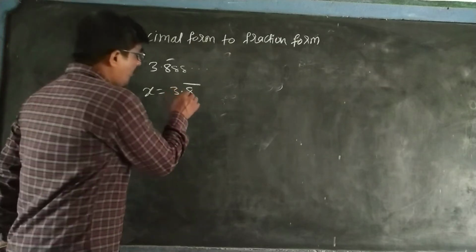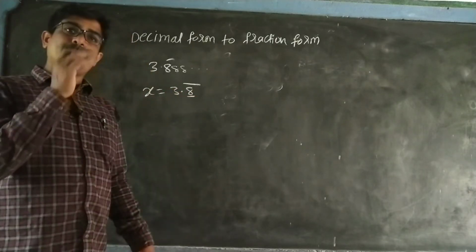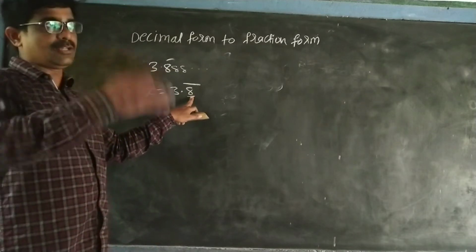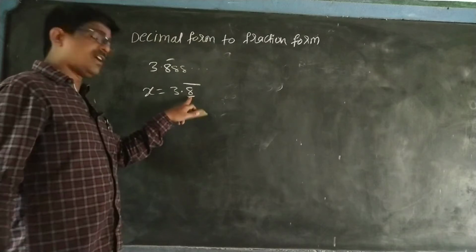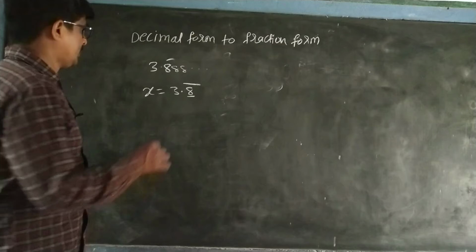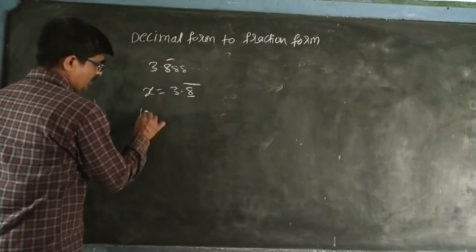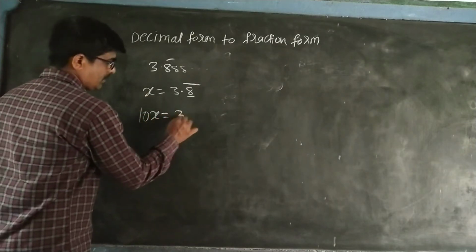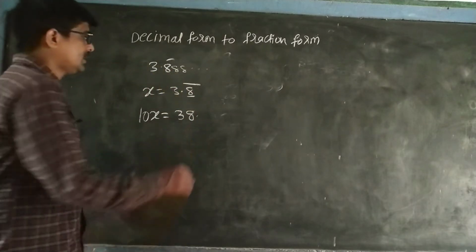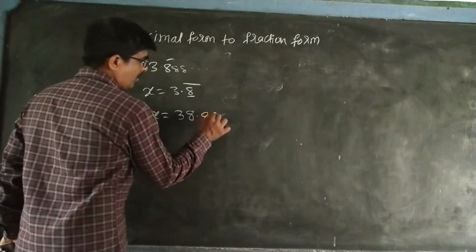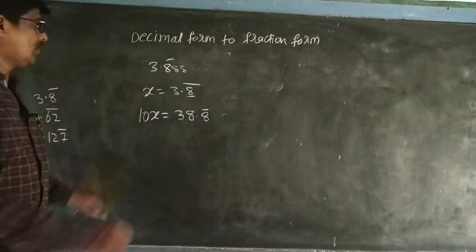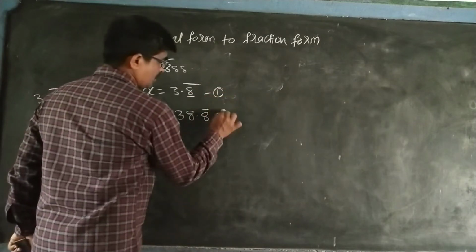How many digits are repeated? Multiply with that many zeros. Here only one digit, 8, repeats. That's why I have to multiply with 10. So 10x is equal to 38.8 bar, with 8 repeating continuously. Assume this is equation 1 and this is equation 2.